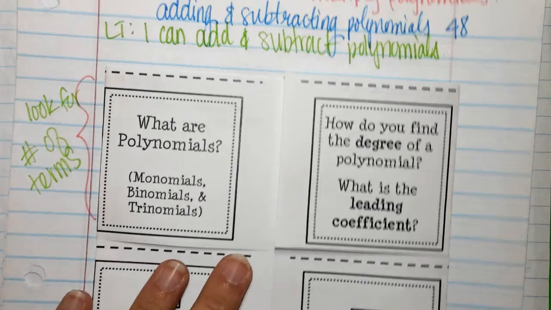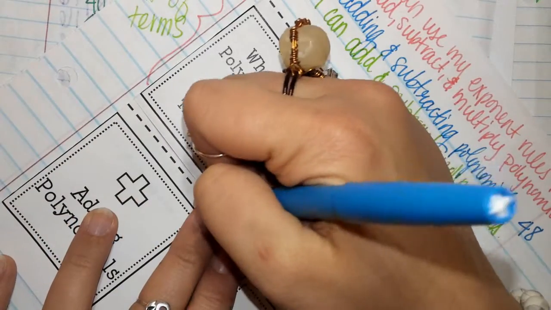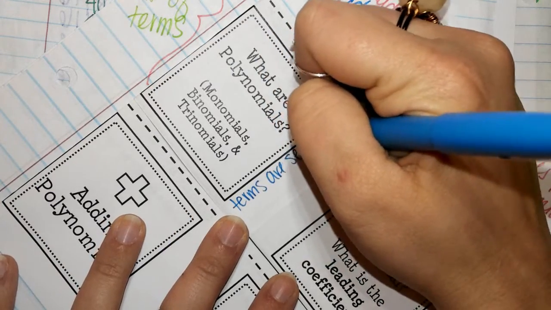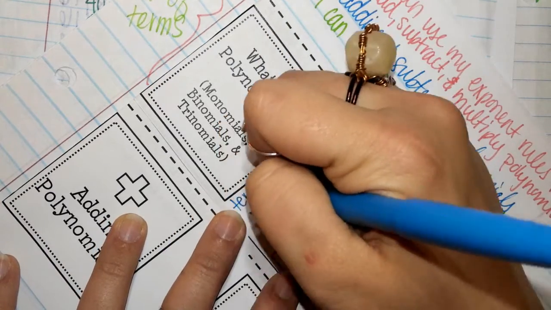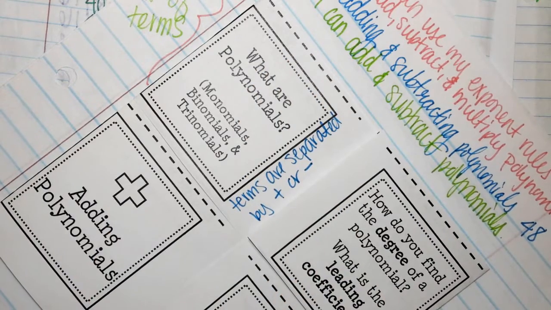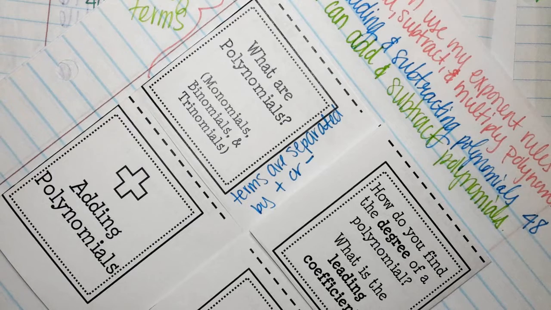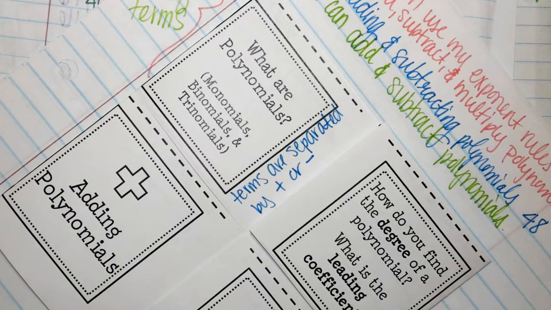So yes. We're going to write that on the side. Terms are separated by adding or subtracting. So a monomial is how many terms? One. A binomial is how many terms? A trinomial is? 3. Fantastic. So a polynomial is more than 3. Are we ready?